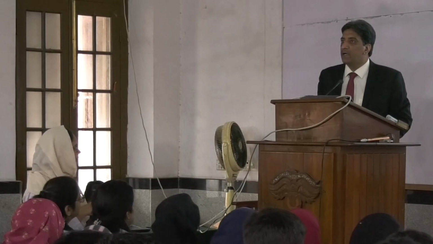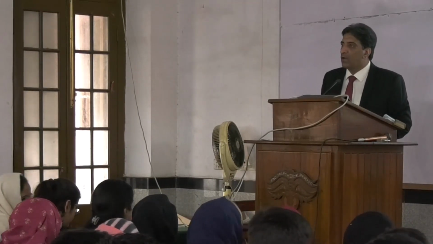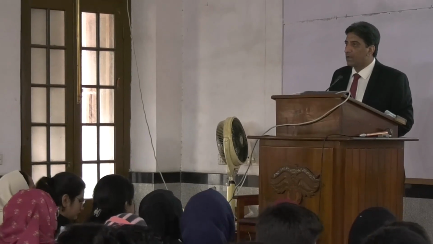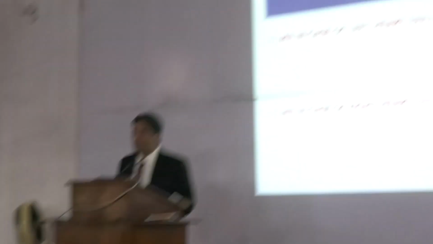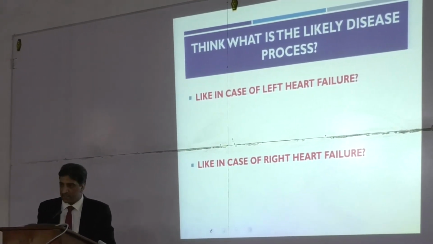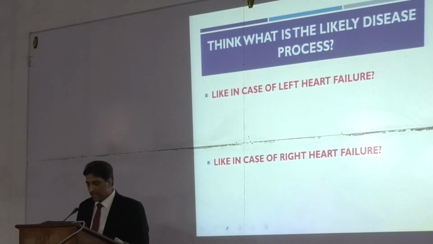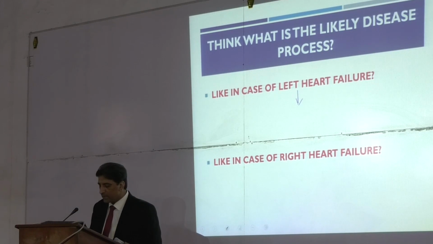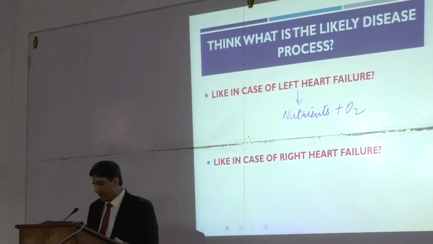So the left heart pumps blood. If the left heart has failed, do you think the blood will be pumped? No. The blood pumped by the left heart moves through the circulatory system. And when it moves through the circulatory system, what does it provide to the cells? Nutrients plus oxygen. And what symptom will appear?